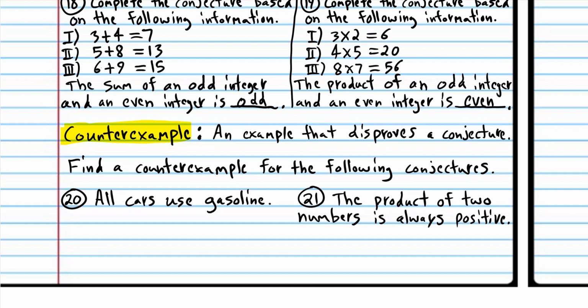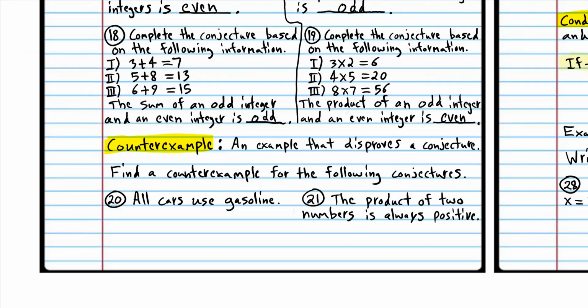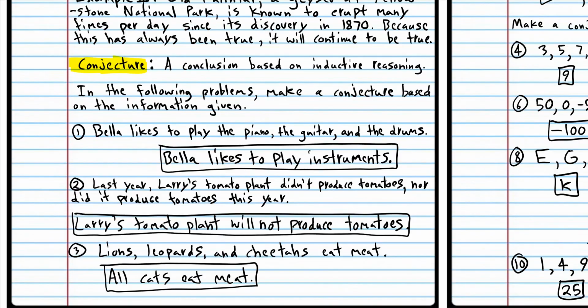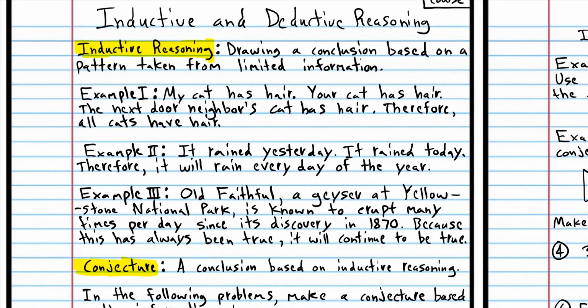All right, so now we're going on to counterexamples. A counterexample is an example that disproves a conjecture. So you might come up with the conjecture. For example, we already came up with the counterexample: there are some cats that are hairless. That disproves this conjecture that all cats have hair.